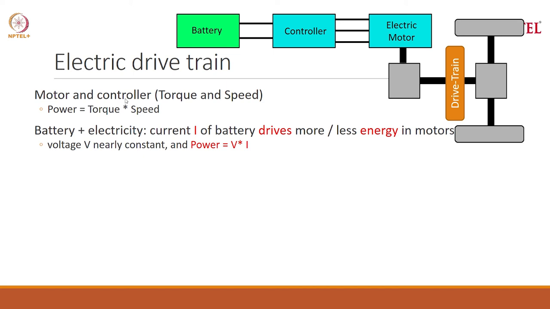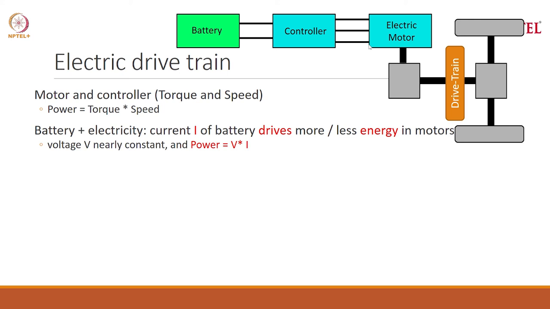Now, from the battery and the controller, the current I drives more or less energy into the electric motor. You want more power, you drive larger current. If you have less current, the power is lower. So, the voltage is nearly constant, the battery voltage. It is the current that you change, power is equal to V into I. Now, V is nearly constant. When you design the vehicle, you can choose V to be 48 volt, 350 volt, 650 volt. But the battery is nominally at that voltage. Current is what you will change. As you change the current, you will get more or less power.